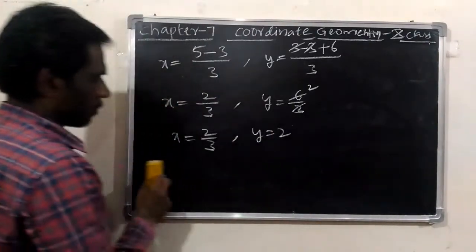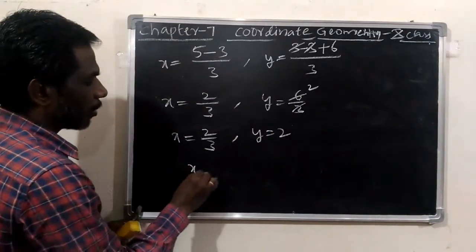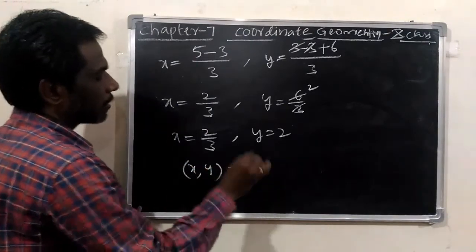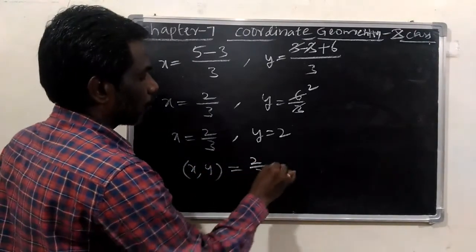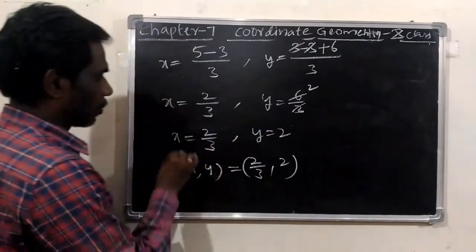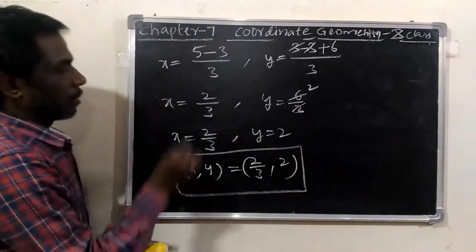Therefore the centroid (x, y) is (2/3, 2). This is the answer.